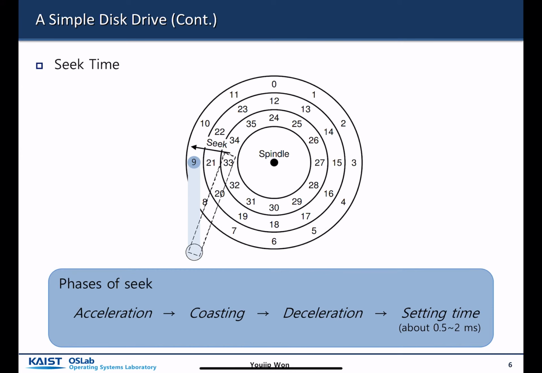Okay. And the second important thing, actually the most important thing, is seek time. Seek time is the time to place a disk head on another track. So it's the time to move the head from one track to another. This is called seek. This is the most time-consuming behavior in a hard disk drive. Remember, this is a mechanical arm.